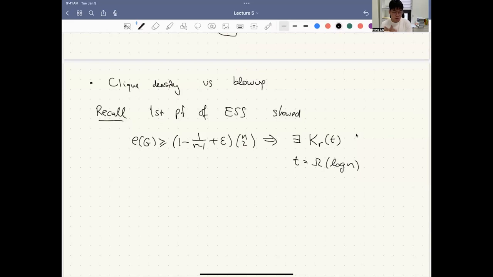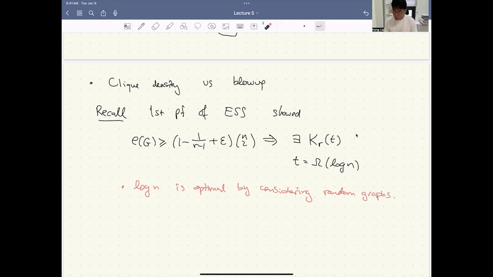It is not hard to see that this log n is optimum, by considering a random graph. We're going to talk about random graphs later, but let me just mention that this is optimal. We cannot hope for a blow up larger than log n.